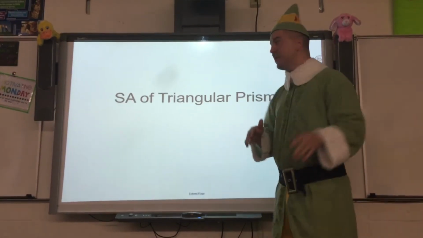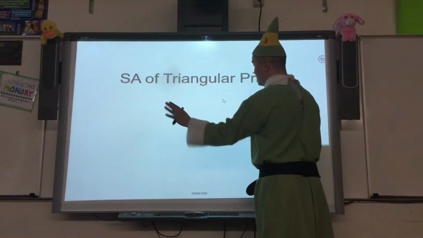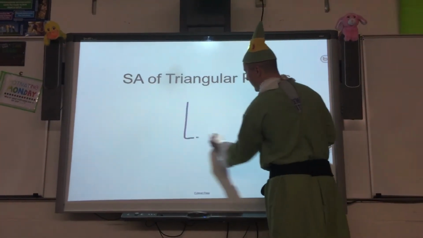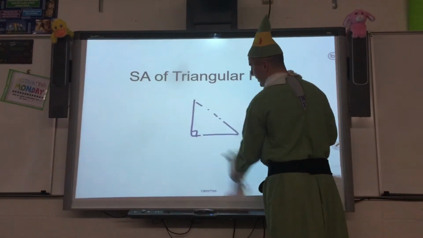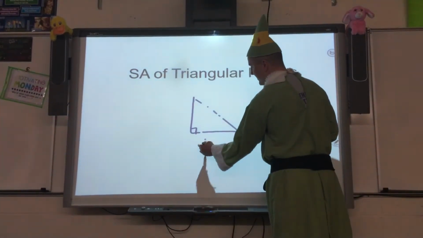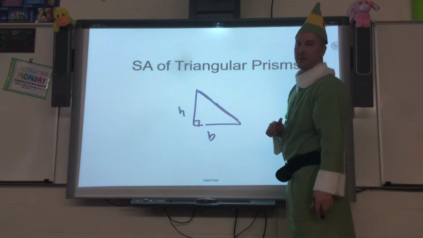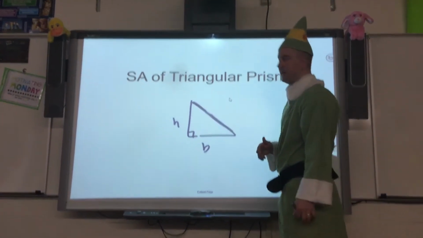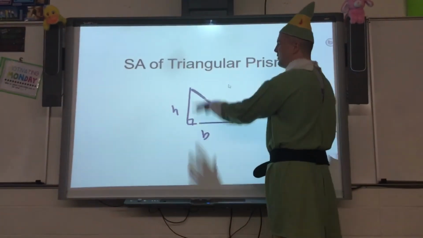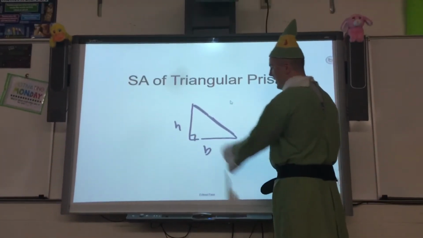So triangular prisms. When we're trying to find the area of just a regular triangle, remember we're looking for that 90-degree angle. We're going to take the base times the height. We don't need this hypotenuse.